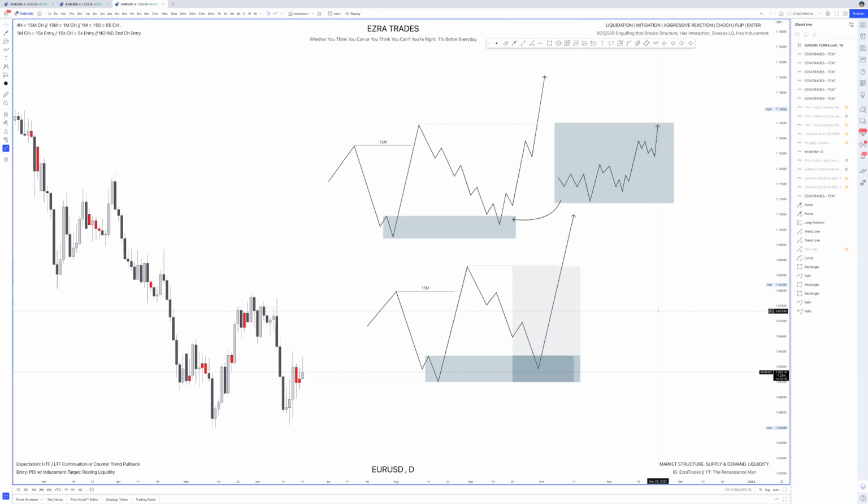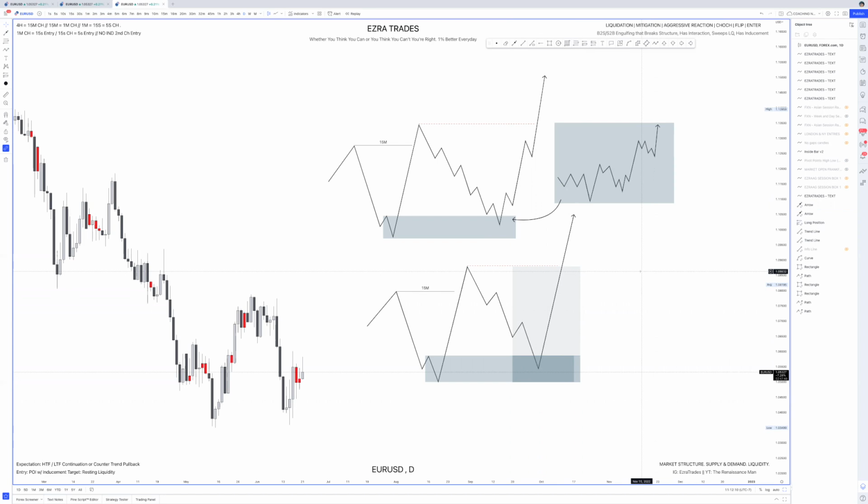Now, sometimes we'll see entries that are extremely impulsive. Sometimes you'll have a tap of a point of interest, and on a 1 minute you'll just see it explode and take off. And so sometimes we won't see that specific opportunity for entry.